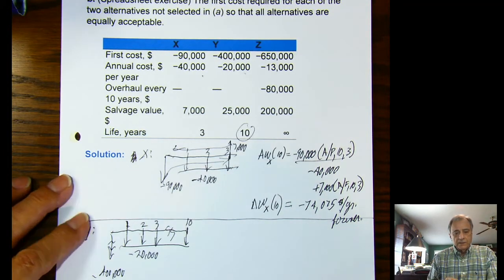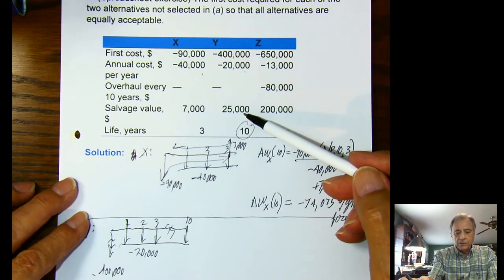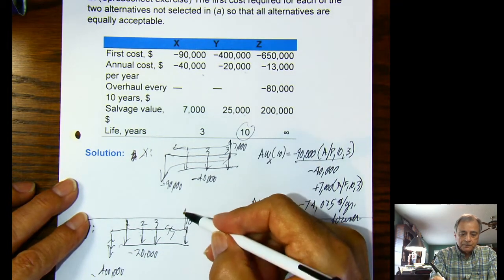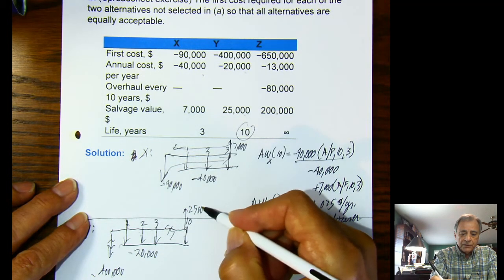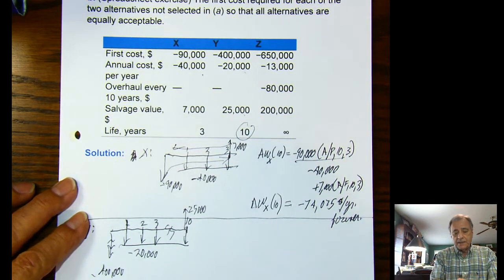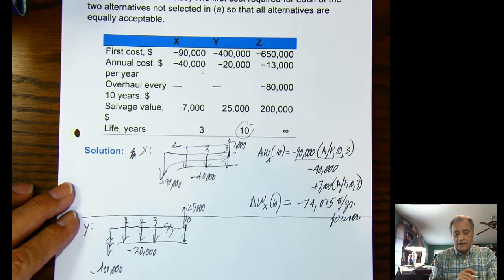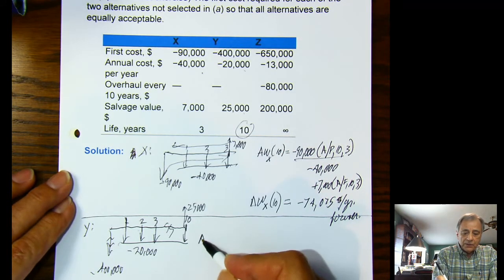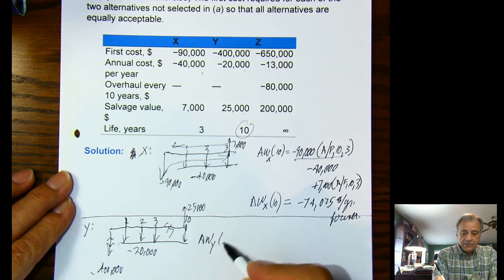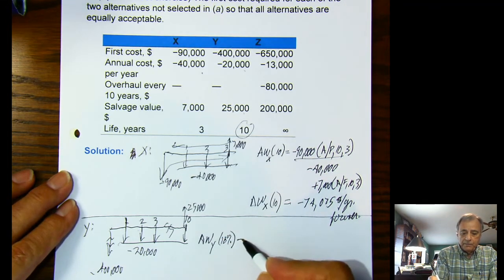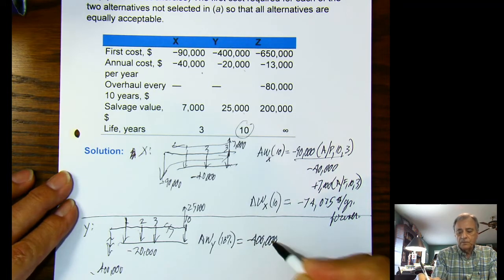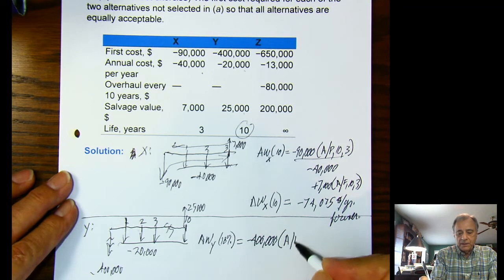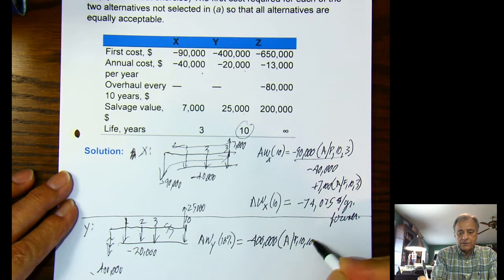And then lastly, we have a salvage value of 25,000. That's a plus, and it's a future value. And that's the cash flow then for Y. And then I'm going to say the annual worth of Y at 10% will be equal to minus 400,000, A given P, 10% for 10 years.